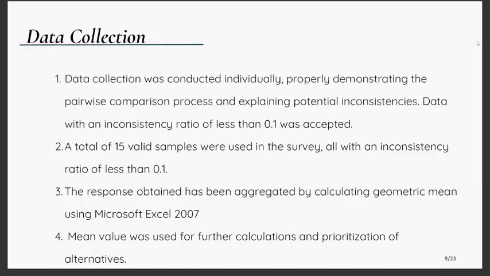So our data was collected individually. We properly demonstrated to them how pairwise comparison works and explained potential inconsistencies. There were a total of 15 valid samples, all with an inconsistency ratio of less than 0.1. The responses obtained were aggregated by calculating the geometric mean using Microsoft Excel 2007, and the mean value was further calculated, and alternatives and factors were prioritized.